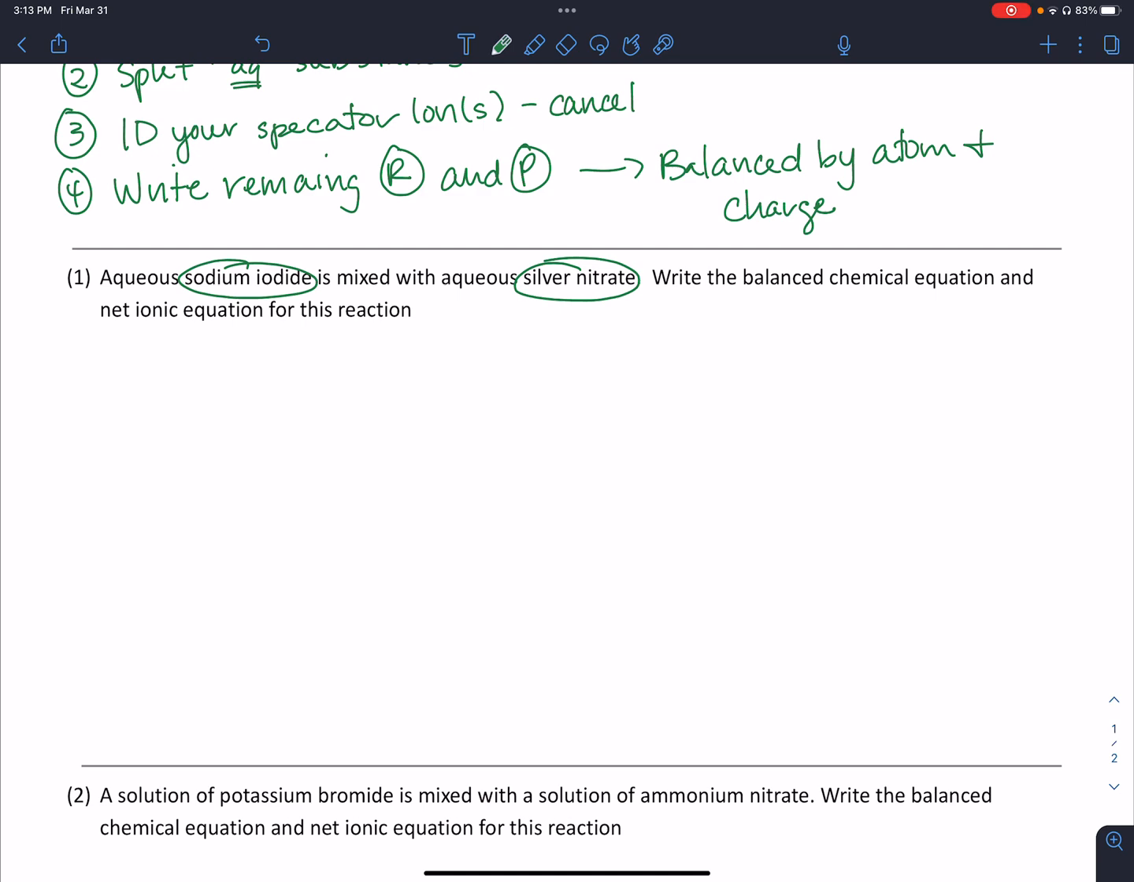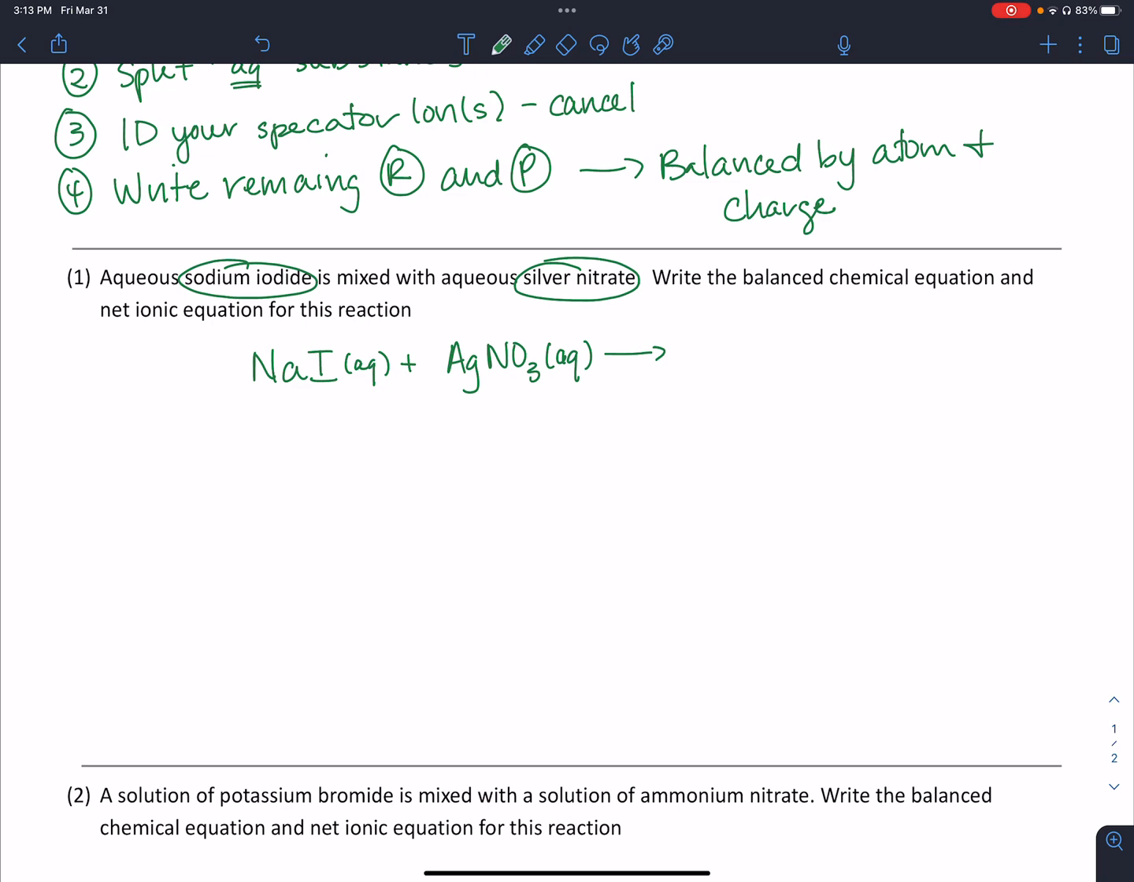All right, so we start with sodium iodide. Sodium's +1, iodide's -1, so we get NaI. We put our aqueous state. All right, then we've got silver nitrate. Silver's +1, nitrate's -1, so we get AgNO3, and that is also aqueous. So there are reactants. All right, I have two ionic compounds, so it's double replacement.